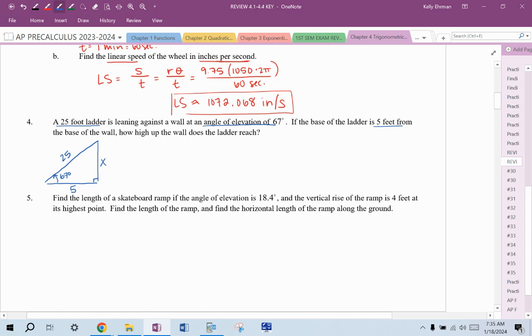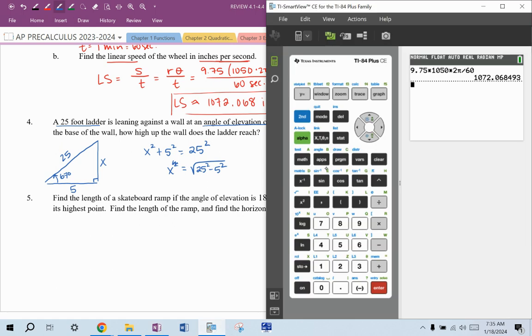I actually didn't need, I think I have too much information in this one. So I didn't actually need the 67 degrees for this one. I can just do Pythagorean theorem, right? So that should be okay. So x is equal to the square root of 25 squared minus 5 squared. Let's just see what that comes out to. I think I meant to fix that. I just forgot about it. That we have too much information for this one.